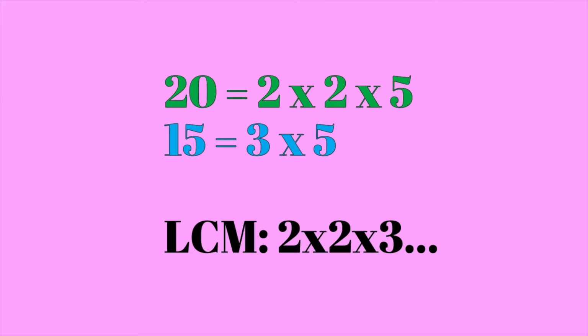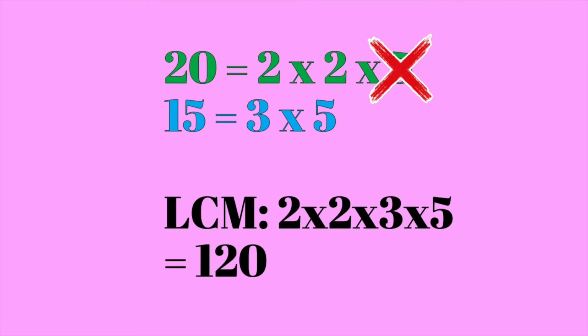Now you can see the 2, 2, and 3 are unique numbers, so we're going to have to have all of those in our LCM product, but you can see that both 15 and 20 have the value 5 in them. Now what this means is that you can, quote unquote, cancel out the 5 and remove one of them when you're talking about the least common multiple.